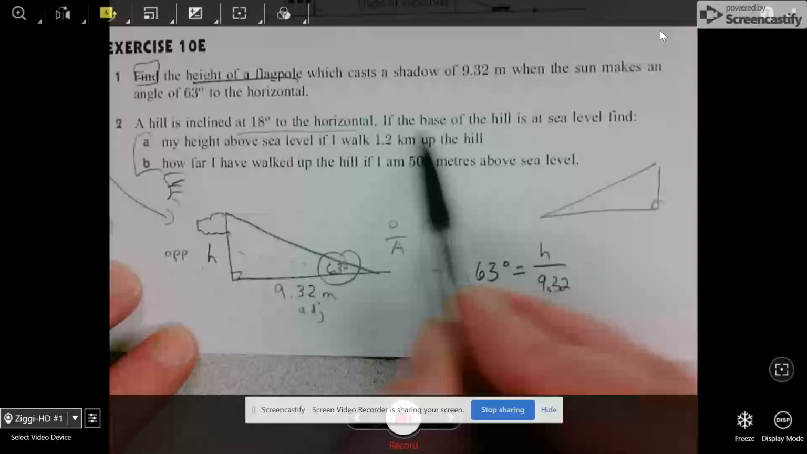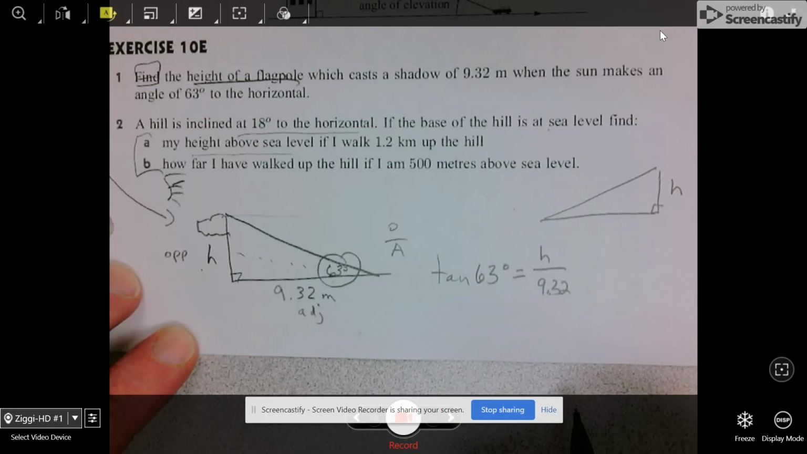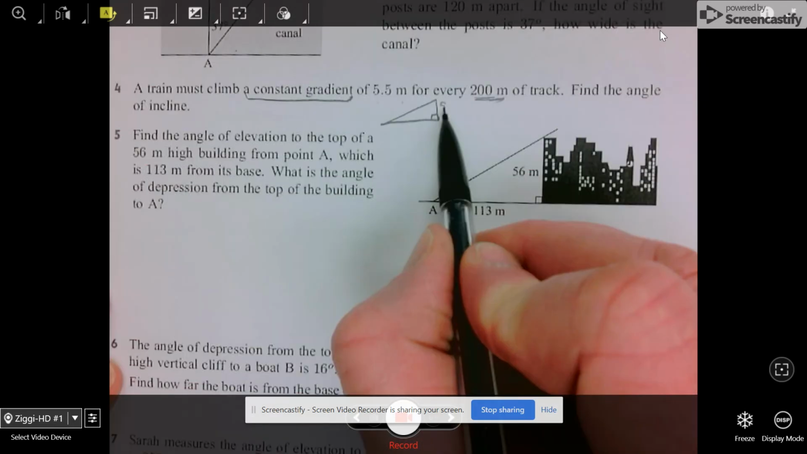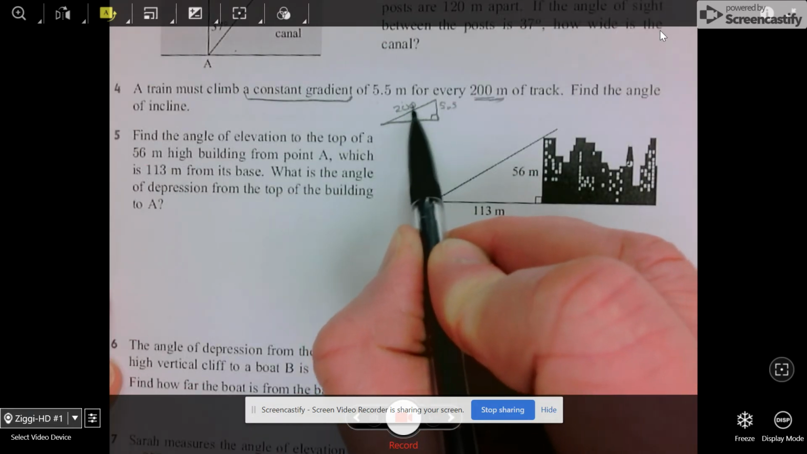A train must climb a constant gradient, that means constant slope, of 5.5 meters for every 200 meters of track. Now, normally slope is rise over run. This is not the best description in my opinion, but it climbs 5.5 for every 200 meters of track. So they're saying find the angle of incline, find this angle right here. Well, again, this side is opposite, and this side is hypotenuse. So you look at the picture, I know the opposite side and hypotenuse side. So the sine of my angle that I'm going to find is the opposite over the hypotenuse.